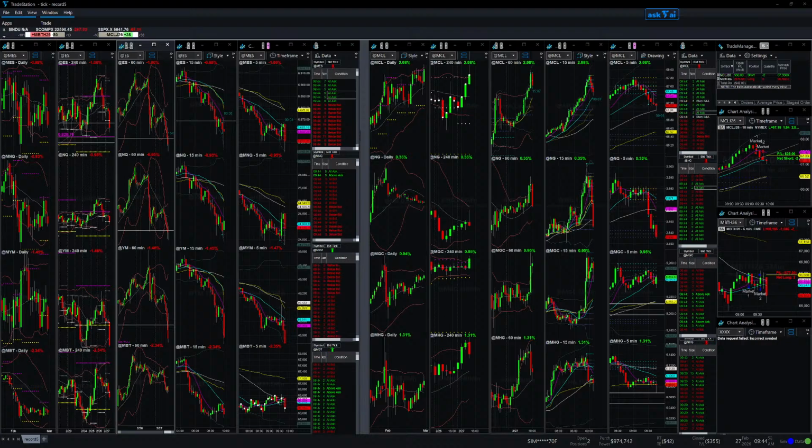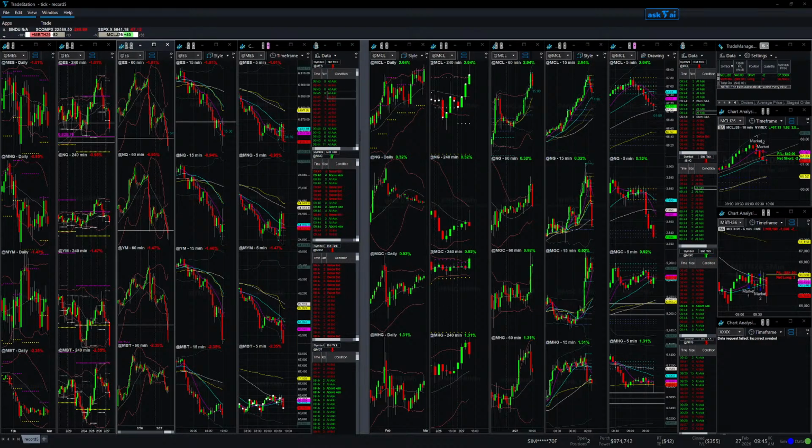7-point bounce there in the NQ. We do have construction spending at the top of the hour. Here we go, get this number. Better than expected: 57.7 versus expected 52.1.